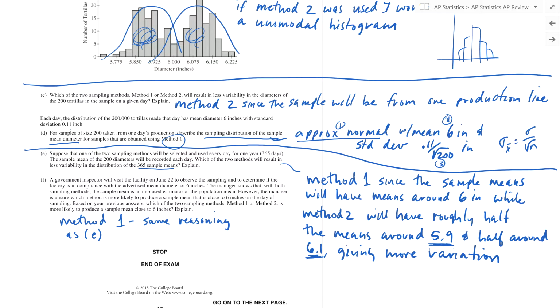So I'll get more variation if I use method 2 than if I use method 1. Because method 1 will get them both, some from production line A and some from B, and the average will be closer to 6. Okay?